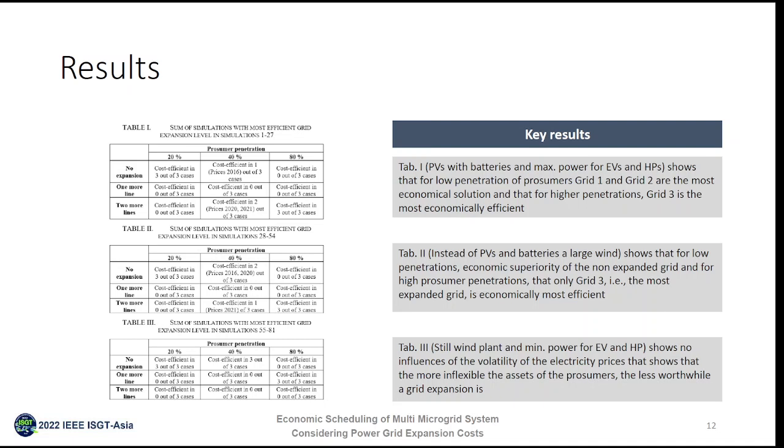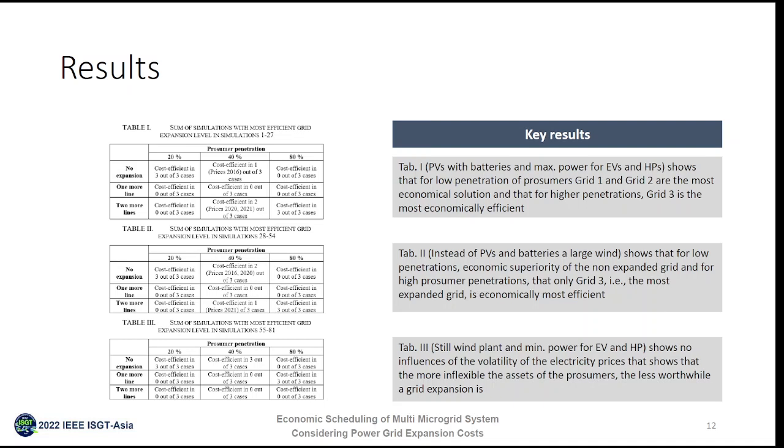In the next case study with 27 simulations, instead of PV and battery storage in prosumer households, a large central wind plant is implemented in the microgrids, and the power for electric vehicles and heat pumps is still at maximum. The results of these scenarios are shown in Table 2. Here, for low penetrations, economic superiority of the non-expanded grid results. At 40% penetration, the influence of electricity price volatility is evident. The more volatile, the more likely it is worthwhile to expand the grid. Thus, at low volatilities of electricity prices, the non-expanded grid is still economically more efficient, and at high volatilities, grid 3. For high prosumer penetrations, only grid 3, the most expanded grid, is economically most efficient.